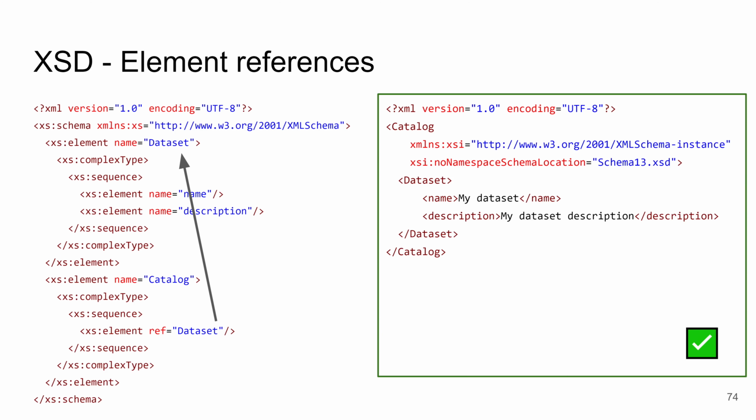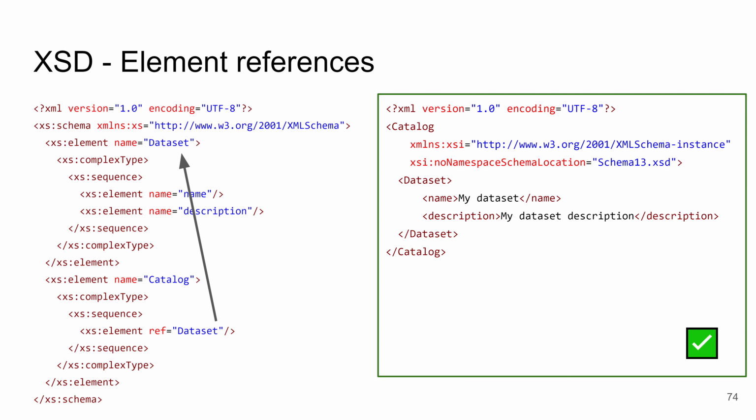This, of course, means that the instance may have a catalog and a dataset as a root XML element. But what is more important here is that inside the catalog definition, we say that there is a sequence of dataset elements, but those elements are not defined there. The definition just refers to the global element definition so that we don't have to repeat ourselves. And this allows us to reuse the element definition in many places of the XML schema.